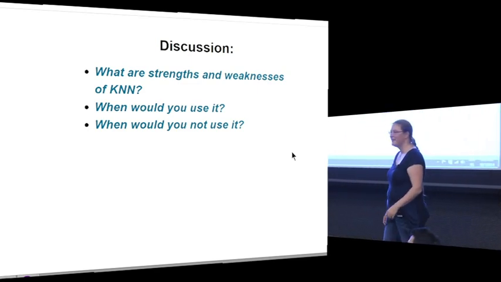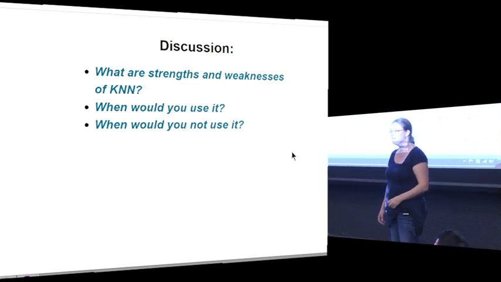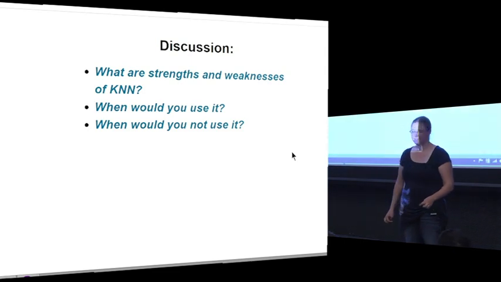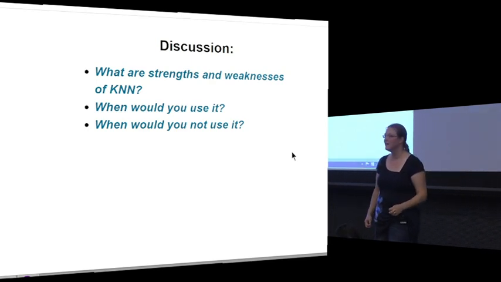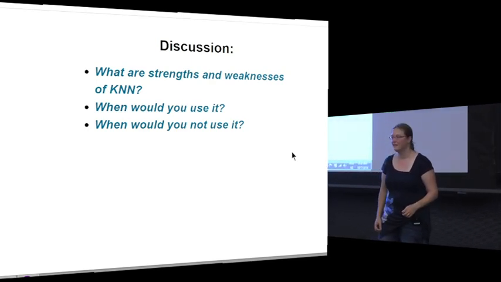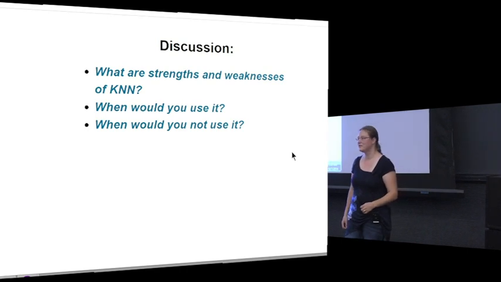Maybe the scale of your features are really different. You might have one that uses discrete values, like nominal attributes, and the other one has a scale of like 4,000. Yes, very good point.